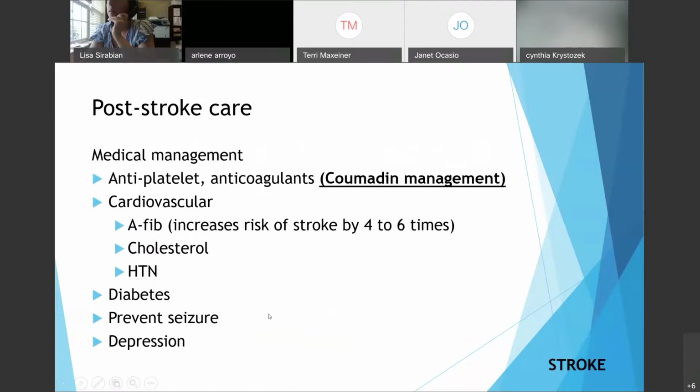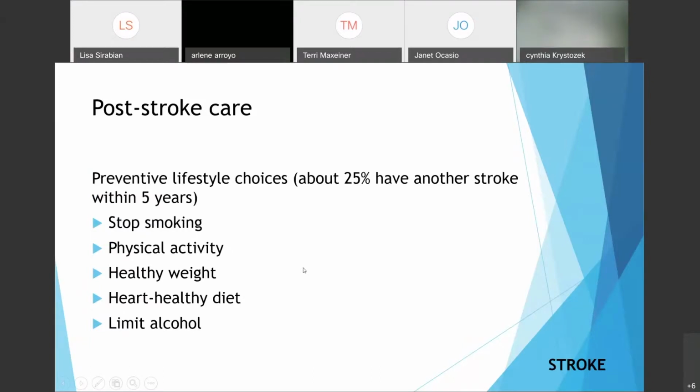Cardiovascular medical management: that atrial fib you see there increases the risk of stroke by 4 to 6 times. So managing AFib, lowering cholesterol, hypertension, diabetes, stroke, seizure prevention, and depression. Those were all medical management, and in combination with that always are the lifestyle choices that people can make to help themselves.